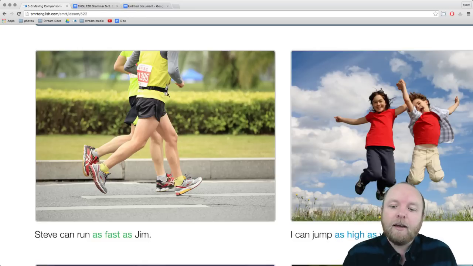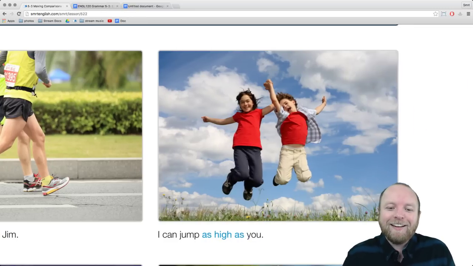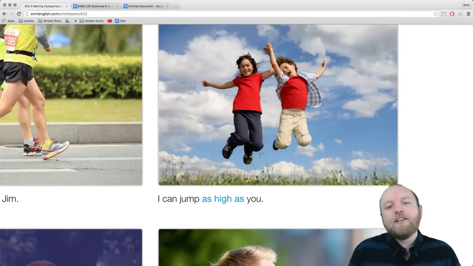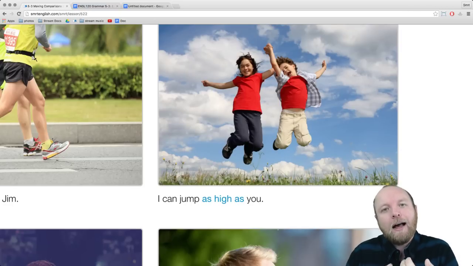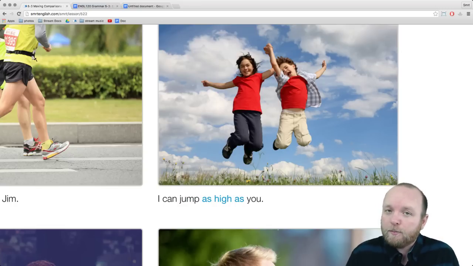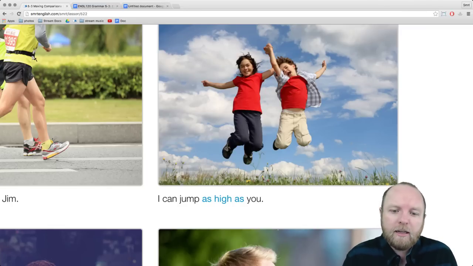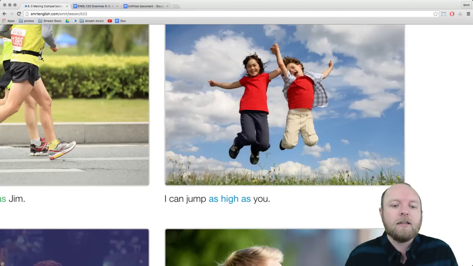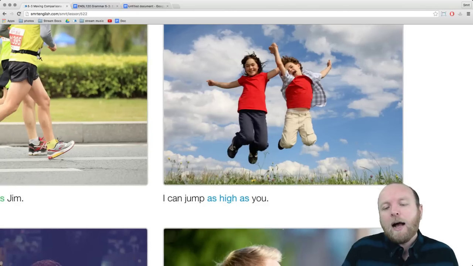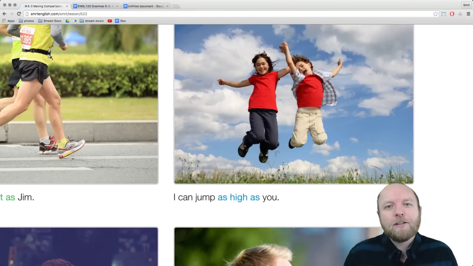And then the second thing. Look at the next example. I can jump as high as you. Okay, I can jump. High is describing jump. High is an adverb. We can say high or highly. I think high is more common in American English or North American English. I can jump as high as you. Okay, so we're the same.